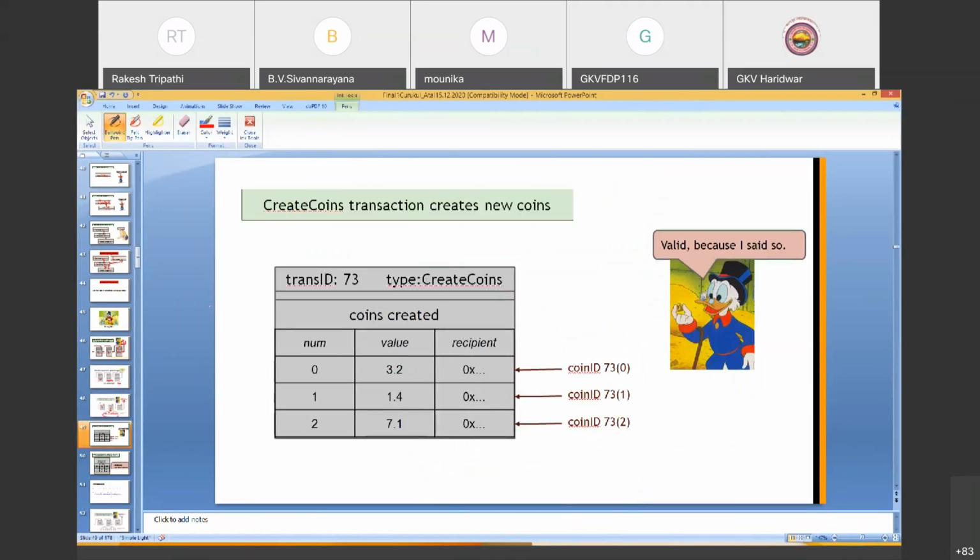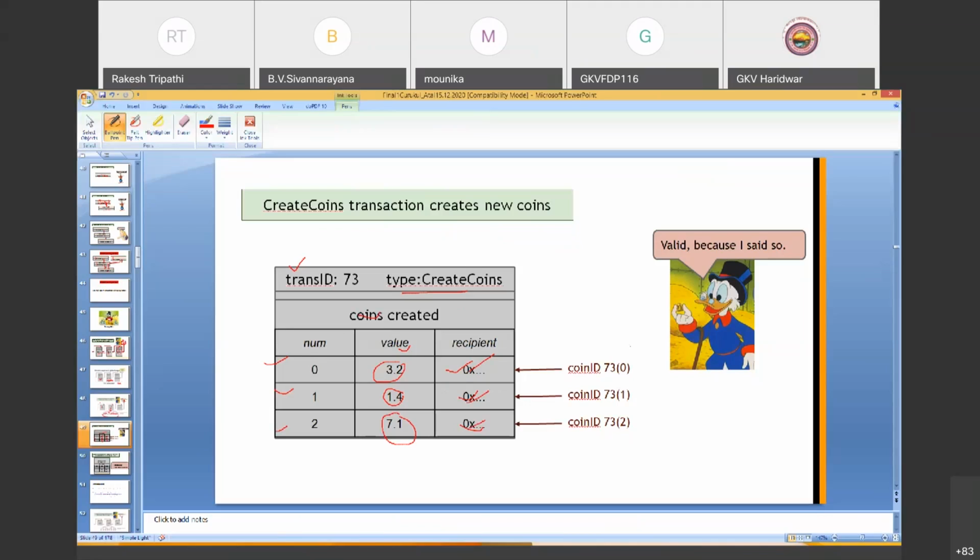Now how is money actually created? Who is creating money here? There are two types of transaction in this cryptocurrency. Scrooge creates a coin. So in this transaction, ID 73, the transaction type is create coin. In this transaction, Scrooge is creating coins of different values, and the recipients are these public addresses. So in transaction 73, Scrooge has created 3 coins, with serial numbers 0, 1, 2, of values 3.2, 1.4, and 7.1, and he has made these guys the recipients of these coins.